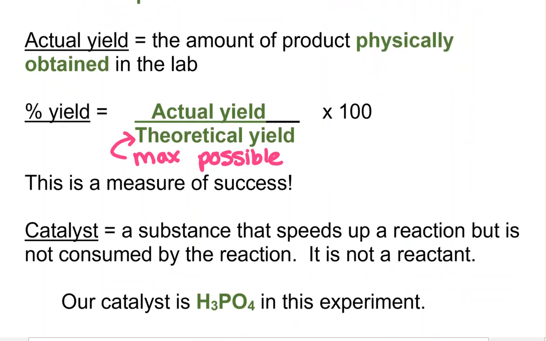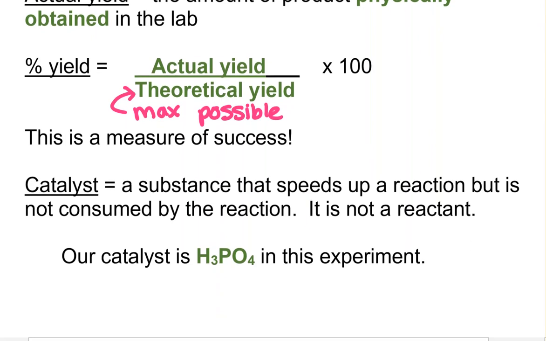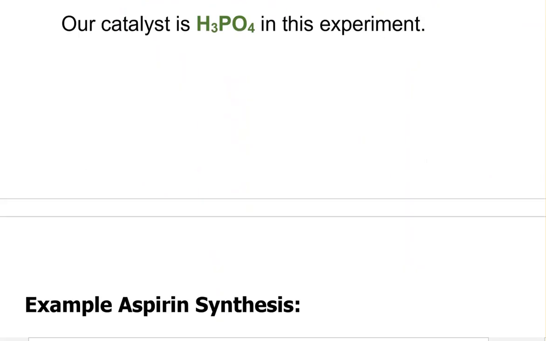This reaction does use a catalyst. A catalyst is usually there in pretty small amounts. The amount is not all that important. And so it always stays out of your stoichiometry calculations. It is there to speed up the reaction, but is not really consumed by the reaction. And ours is phosphoric acid in this experiment. If we didn't use it, the reaction would take a lot longer, not the 15 minutes.